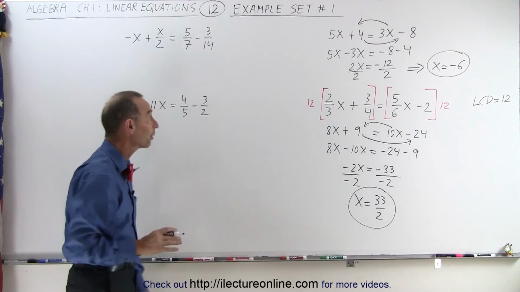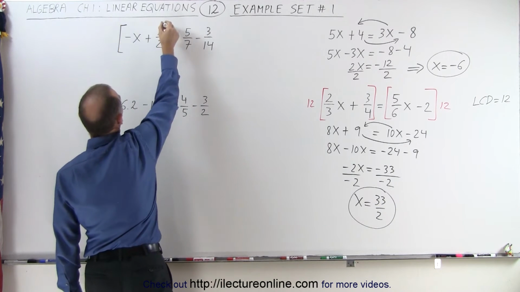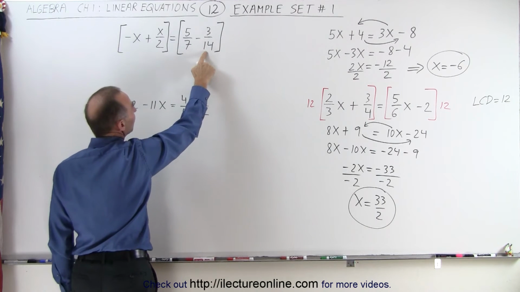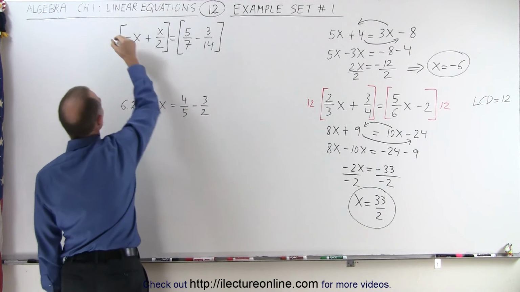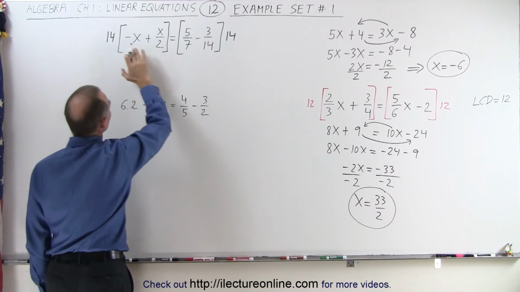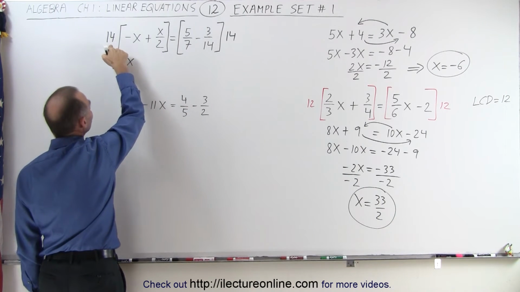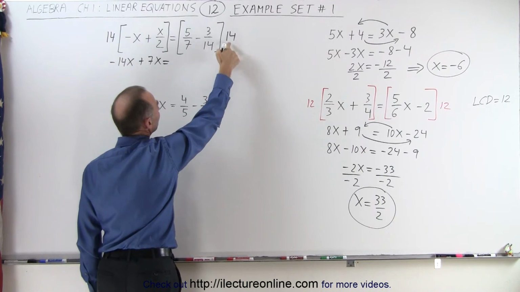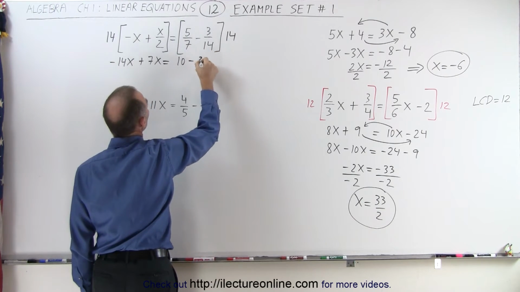All right, now on to our third example over here. Again, we have fractions, which means we're going to multiply both sides of the equation by the lowest common denominator. In this case, notice that 14, the largest denominator, is common to the other two denominators, 2 and 7. Which means that 14 here becomes the lowest common denominator. So when we multiply this through, on the left side we get minus 14x. 2 goes into 14 7 times, so we get plus 7 times x is equal to 7 goes into 14 twice, so 2 times 5 is 10. And 14 goes into 14 once, so we get minus 3.